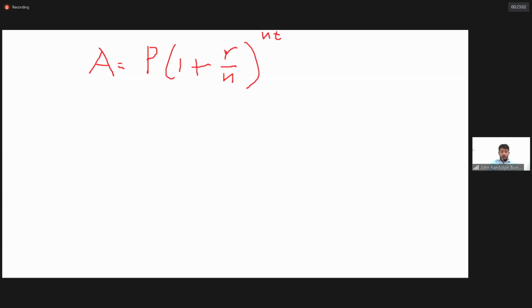Your R there is your interest rate. Okay? Again, R is your interest rate. It's not the growth factor na dinagdagan natin ng 100%, but just simply kung ano yung interest rate sa problem. Okay? Your T there is your time in years. Ibig sabihin kapag nakamonth siya, kailangan i-convert natin into years. And then your N there is your period.